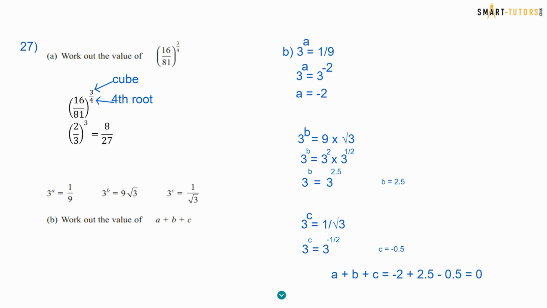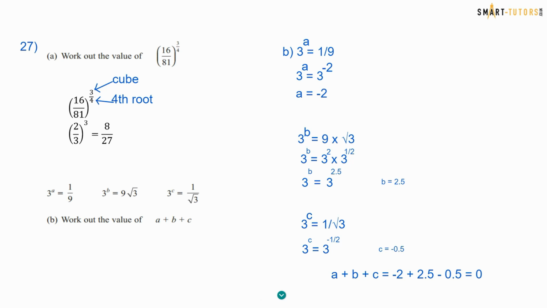Second part. 3 to the power a equals 1 over 9. So 3 to the power a equals 3 to the power minus 2, since 9 is 3 to the power 2. So a equals minus 2. 3 to the power b equals 9 times root 3. 9 means 3 to the power 2, and root 3 means 3 to the power half. When the bases are the same, you can add the powers, so 2 plus half is 2.5. So 3 to the power b equals 3 to the power 2.5.